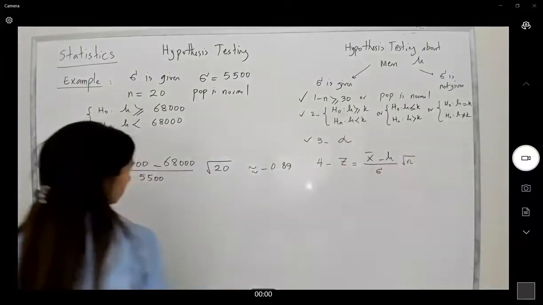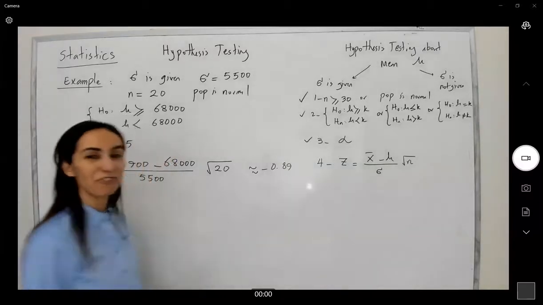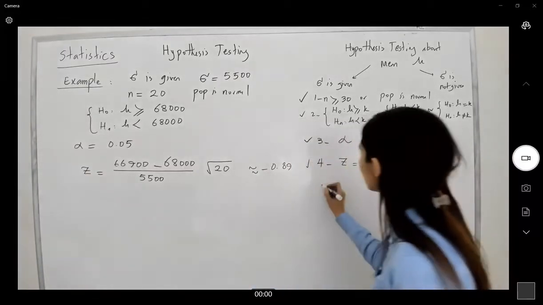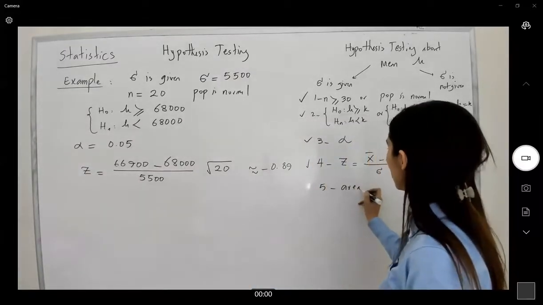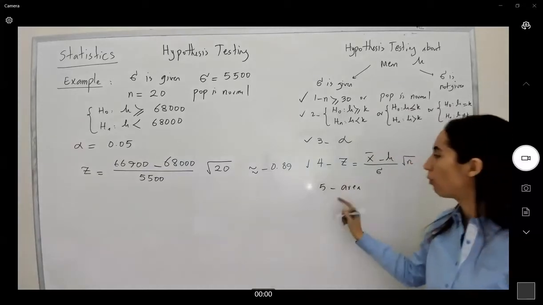So, negative 0.89. What's the next step? Next step. P-value. First, you need to find the area. Guys, step by step. You need to find the area of Z. What is that area?